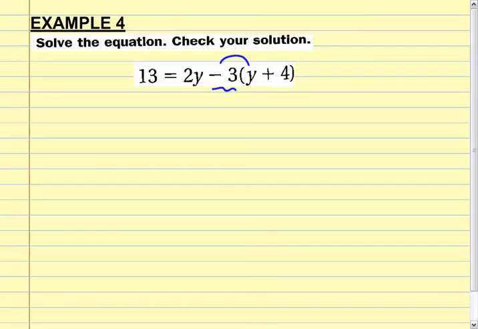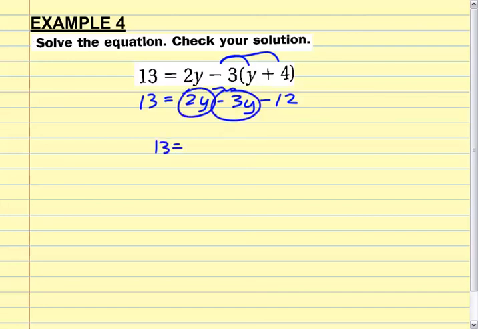Good. Negative 3 times y. Negative 3y. Excellent. And then negative 3 times 4. Negative 12. Bring down the 2y. It's equal to 13. What do I need to do next? Devin. Combine 2y and 3y. 2y and negative 3y are like terms. When I put them together, Devin, what do I get?